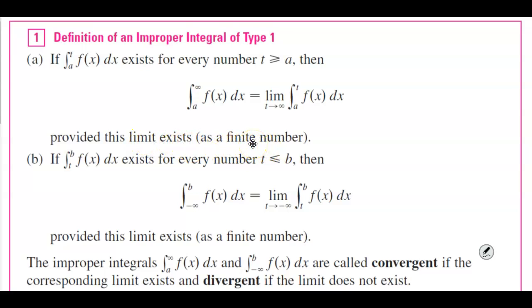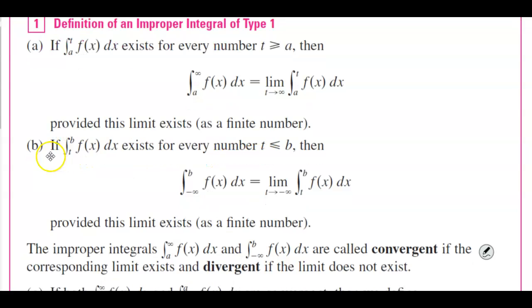Now for part B: if the integral from t to b of f(x) dx exists for every number t less than or equal to b, then the integral with lower limit negative infinity and upper limit b of f(x) dx is equal to the limit as t approaches negative infinity of the integral from t to b of f(x) dx, provided that this limit exists as a finite number.